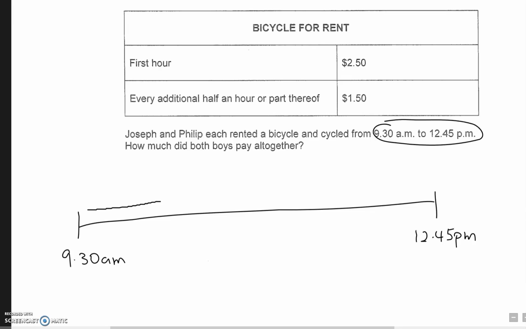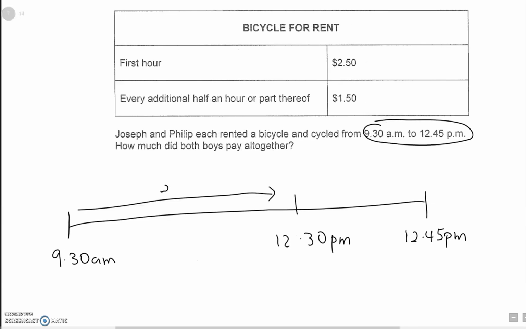Going by the timeline, we always want to go into the nearest whole hour, which is about 12:30. From 9:30 to 12:30 is a total of 3 hours. And from 12:30 to 12:45 is an interval of 15 minutes. So both of them cycled for 3 hours, 15 minutes.